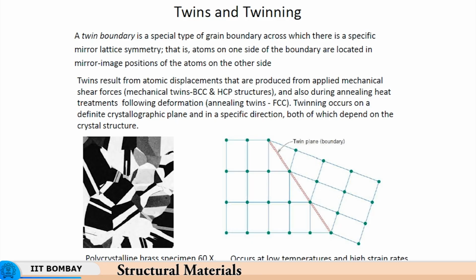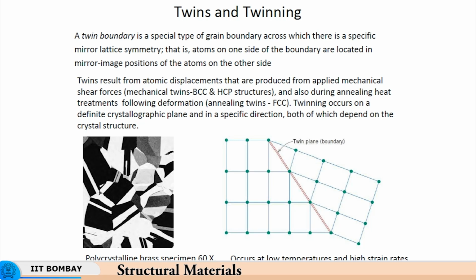Now, at room temperature conditions, twins are formed even at high strain rate. If you are trying to deform the material at a very high strain rate, then instead of slip, you have twinning taking place. Twinning takes place when slip is not possible. Normally, deformation takes place by slip, but wherever slip is not possible, as for example at high strain rates, you have twinning taking place.